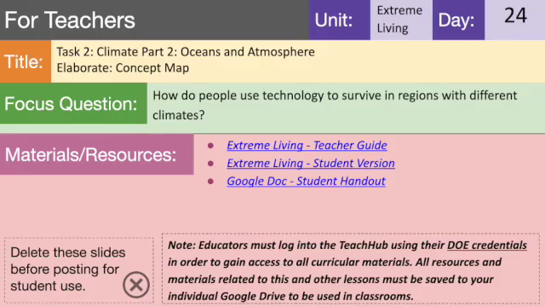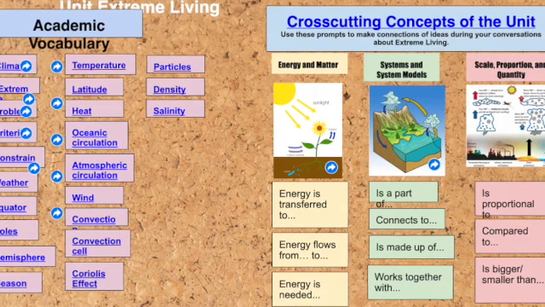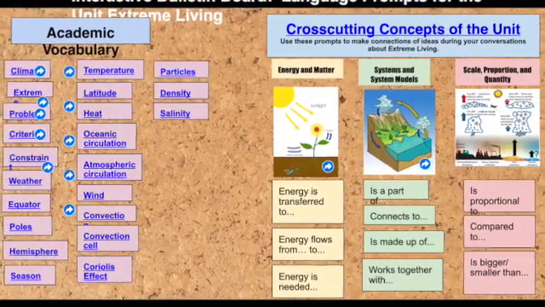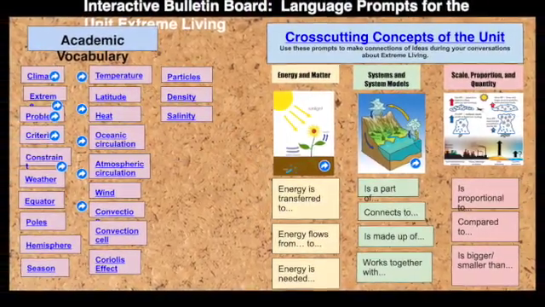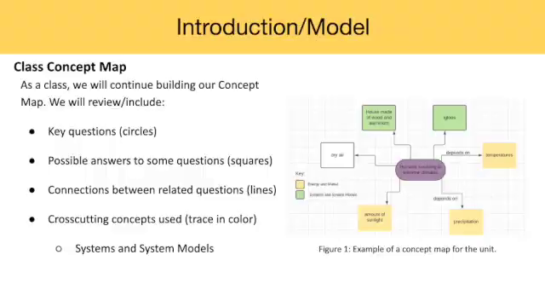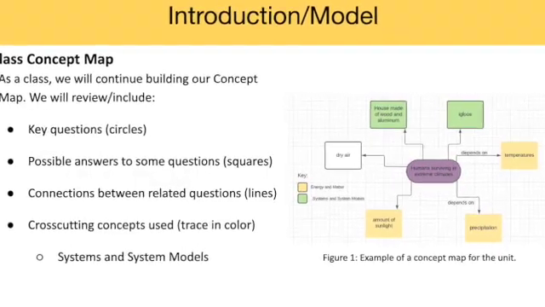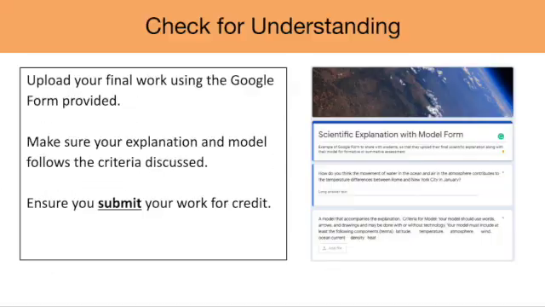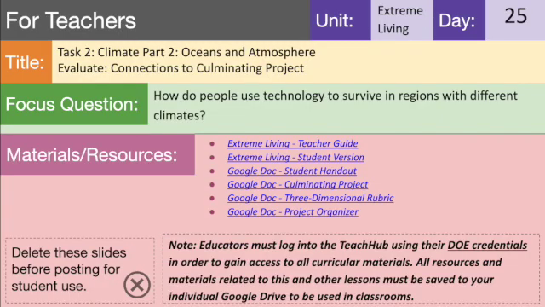On day 24, review the interactive bulletin board, focusing on the sentence prompts that students can use to create their models and explanations. Give students time to add to the class concept map before they continue working on and submitting their final models. The objective on day 25 is for students to connect their learning to the culminating project for the unit. So far, students have created models of atmospheric and oceanic circulation to explain the differences in climate between New York City and Rome.